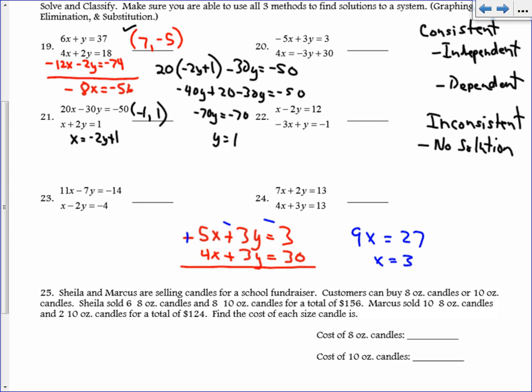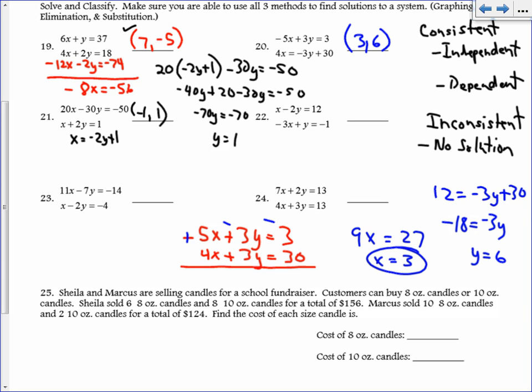So x is 3. Take the 3, plug it back in. 4 times 3 is 12, equals negative 3y plus 30. Negative 18 equals negative 3y. Y is 6. So 3, 6 is my solution. Again, guys, don't just write 3, 6 down. See if negative 15 plus 18 is 3, and then 12 equals negative 18 plus 30. It works in both problems.